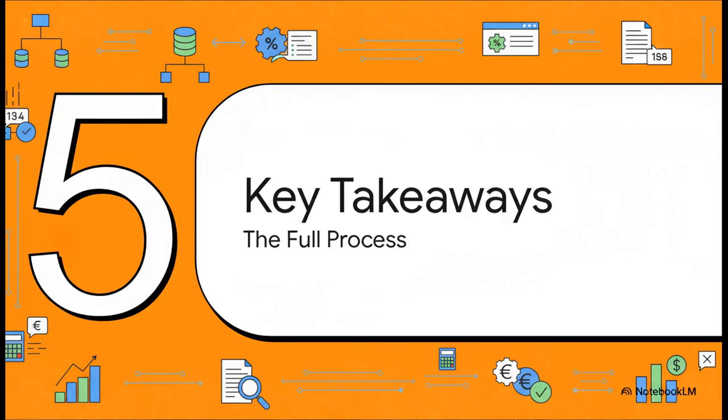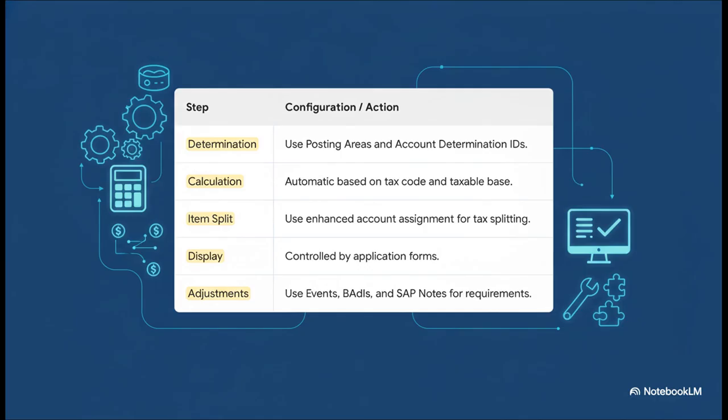Phew! Okay, we've covered a lot of ground. Let's pull this all together with a quick summary of the whole end-to-end process we've just walked through. This slide right here is basically your cheat sheet. It pulls everything we've talked about together and maps out the entire process. You can see that clear, logical flow, starting with the determination logic, moving through the automatic calculation, all the way to controlling the final look on the invoice, and of course, handling any special adjustments. Think of this as your one-page blueprint for the entire tax lifecycle in the system.